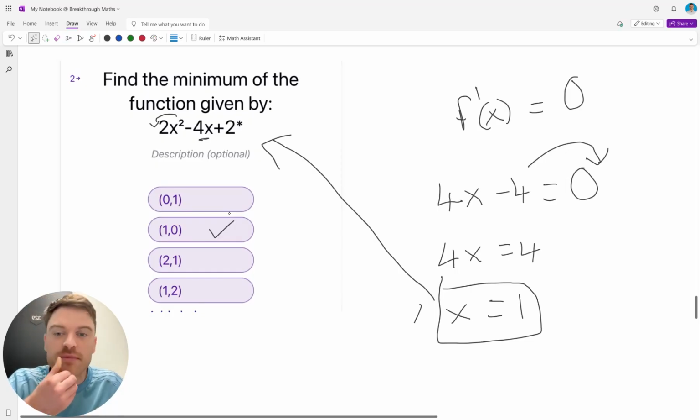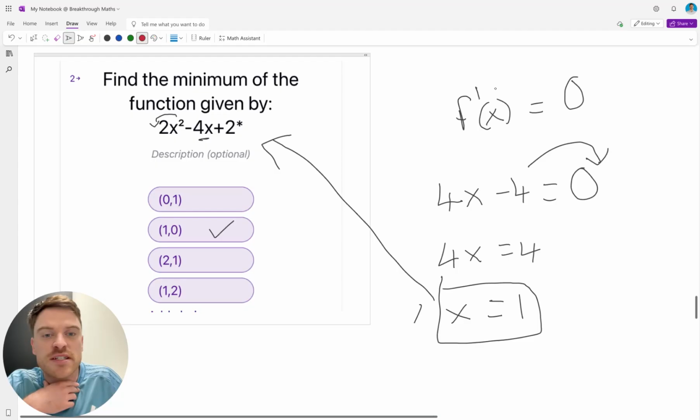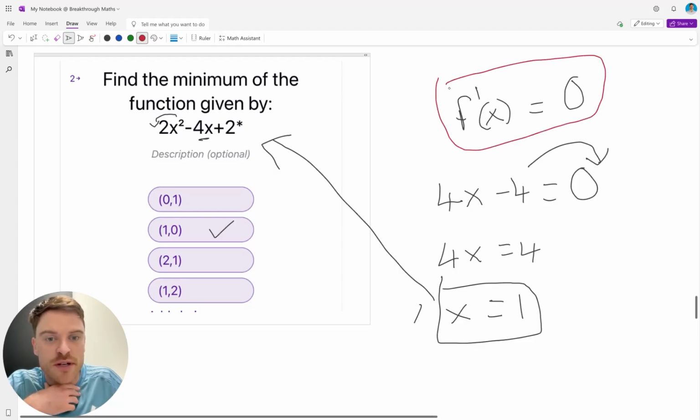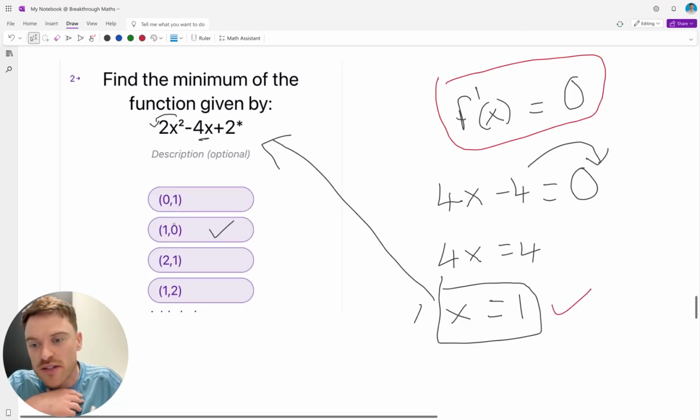Does that make sense? So when you're asked for max and min, you just have to differentiate it and put equal to 0. You solve it, which is what we did there. And when you have the x value, you sub back into the original to find y. This is our x, which is 1, and I sub it back in here for x, and you're going to get 0. Makes sense, and that's why we end up with this answer here.